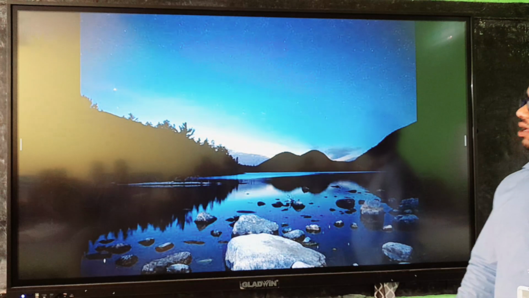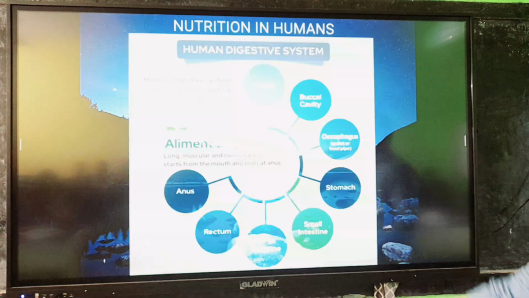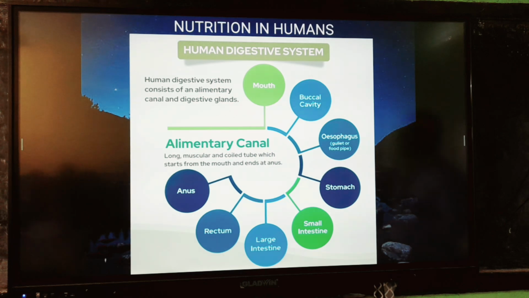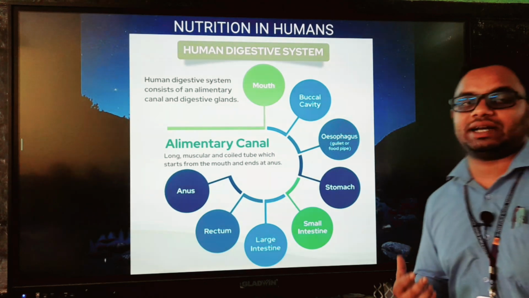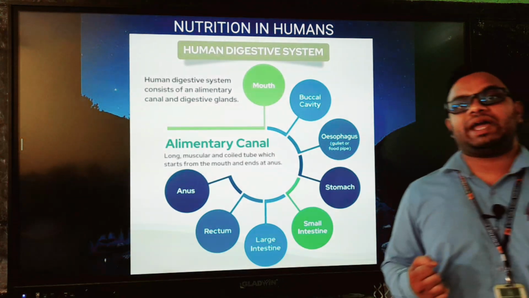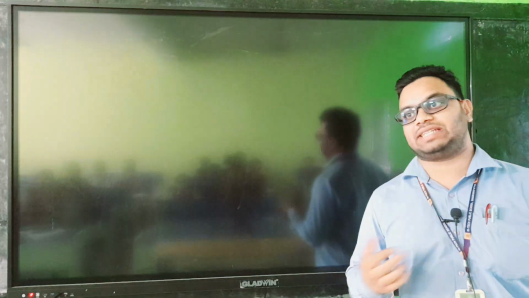Nutrition in humans. We are humans, and our nutrition is holozoic mode of nutrition. Holozoic means we eat food and digest it inside the body.